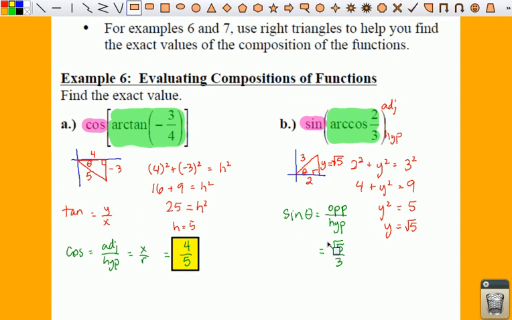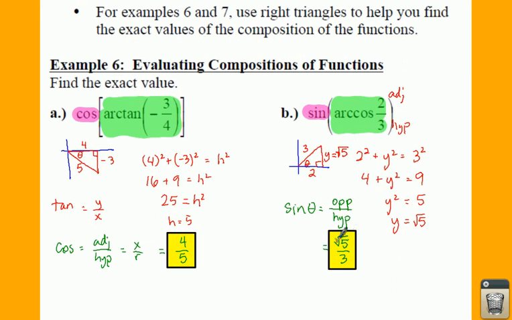So don't be scared. All you have to do is draw a triangle from what's given on the inside. And remember, this has to be within your range. And then you just find the outside function of that triangle. Bada bing!